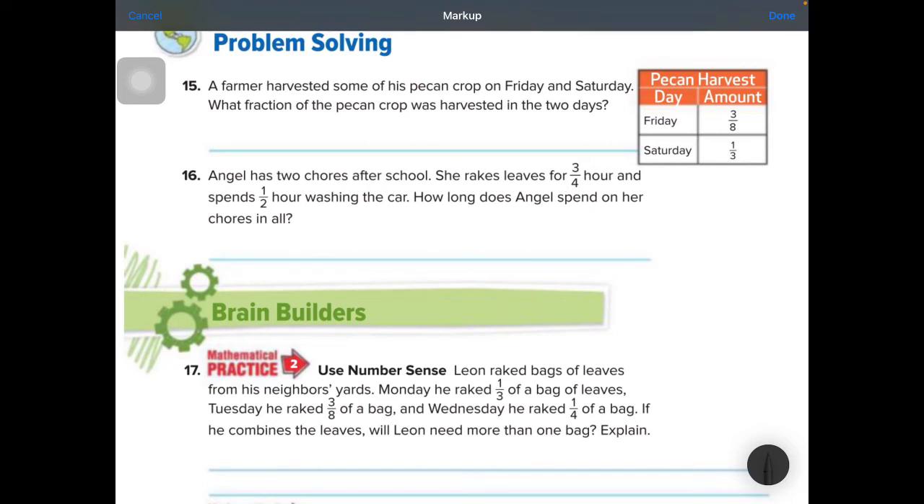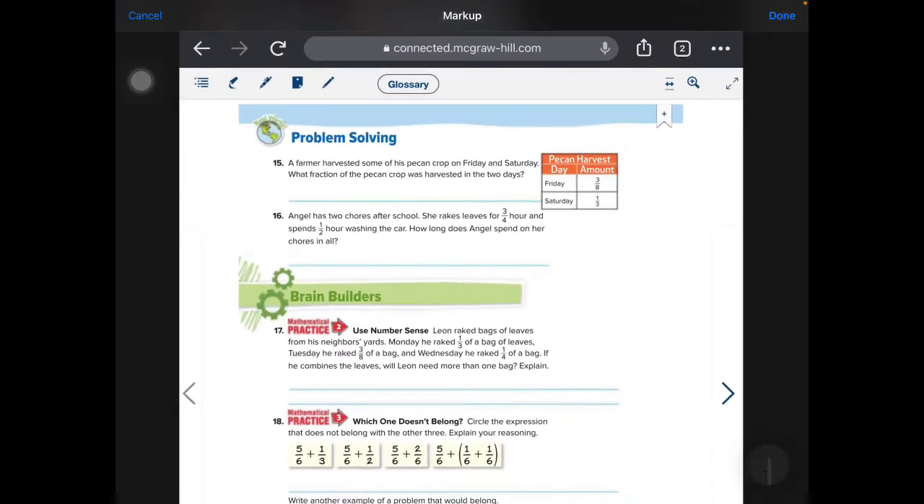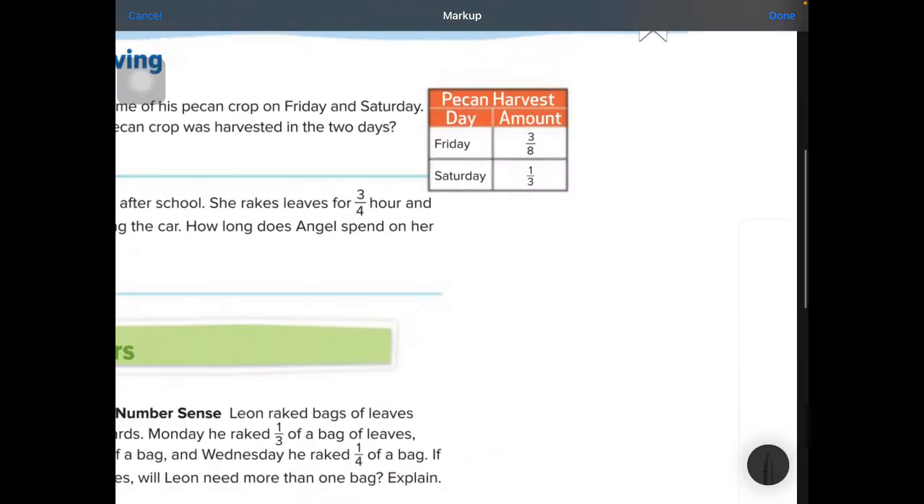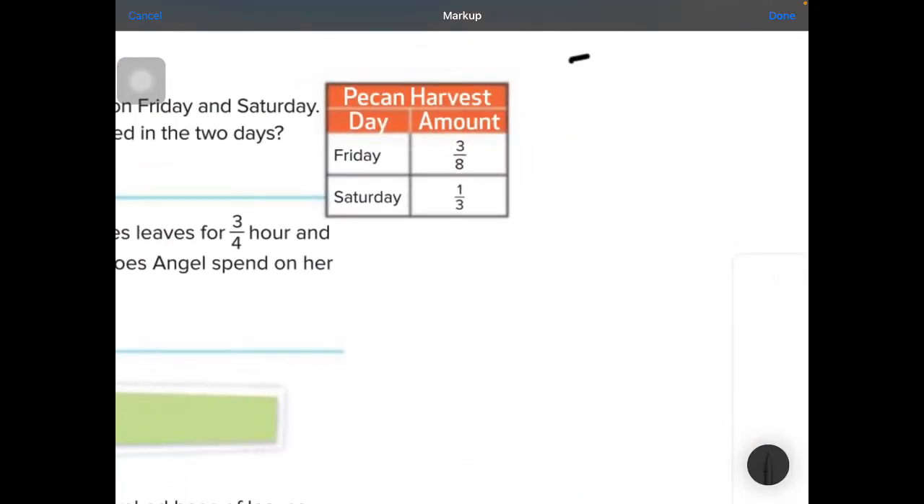A farmer harvested some of his pecan crop on Friday and Saturday. What is the fraction of pecan crop harvested in the 2 days? So it looks like we are adding 3/8 and 1/3. So I'm going to come over here to the side and do 3/8 and 1/3.